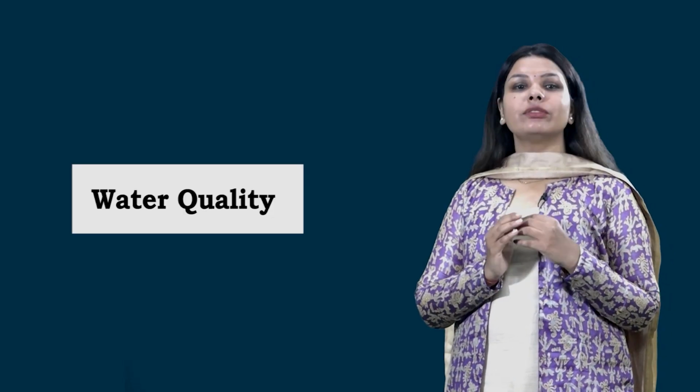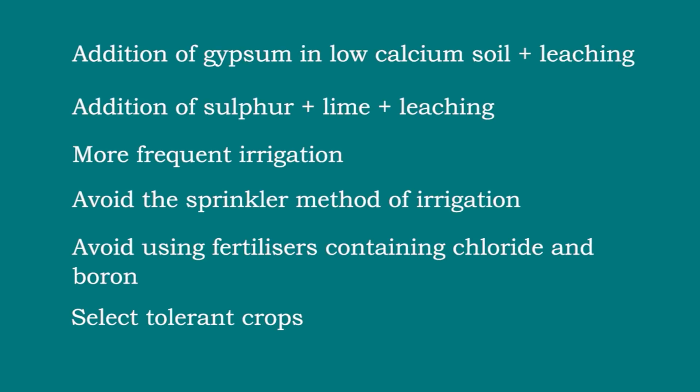The following measures can be adopted for the management of this water quality. First, addition of gypsum in low calcium soil plus leaching. Second, addition of sulfur lime plus leaching. Third, more frequent irrigation. Fourth, avoid the sprinkler method of irrigation. Fifth, avoid using fertilizers containing chloride and boron. And last, select tolerant crops.